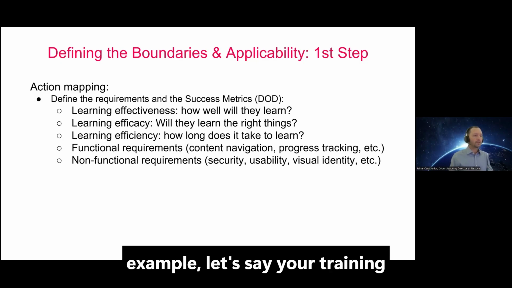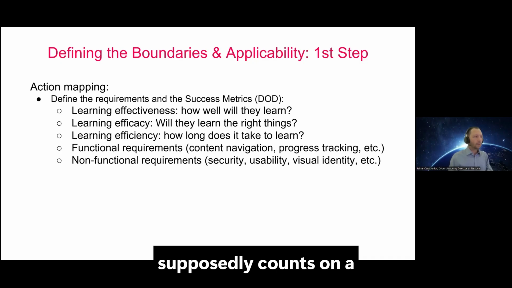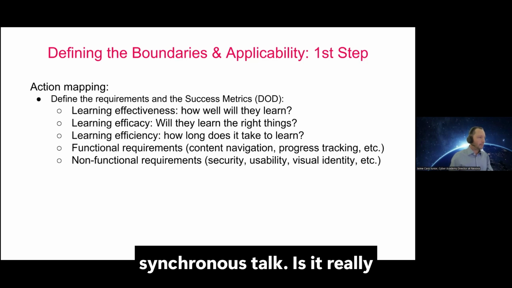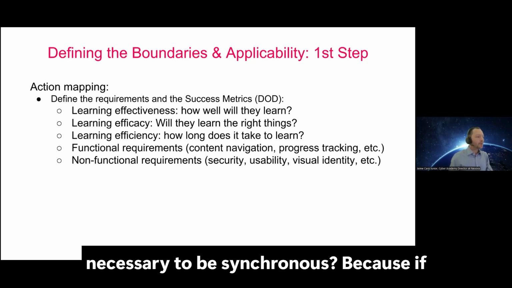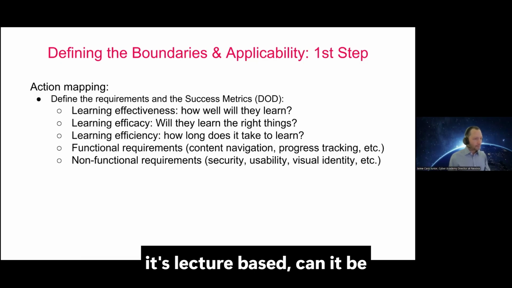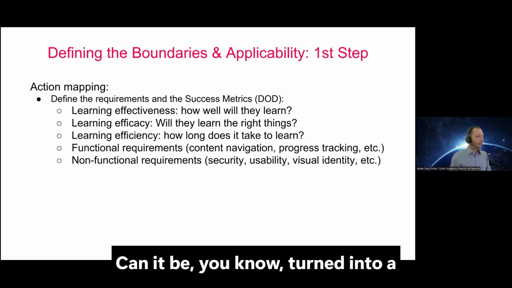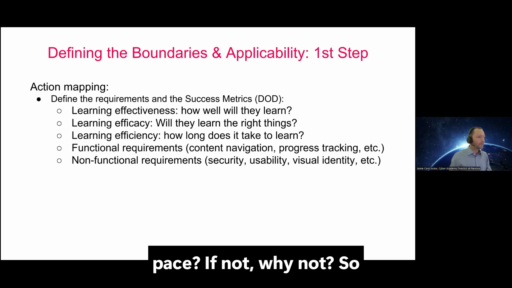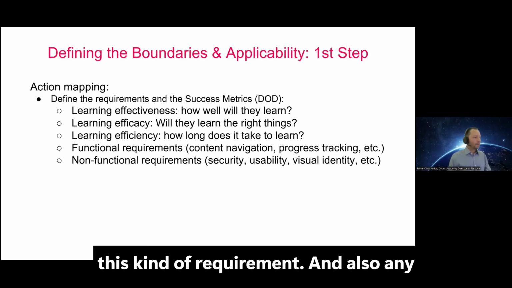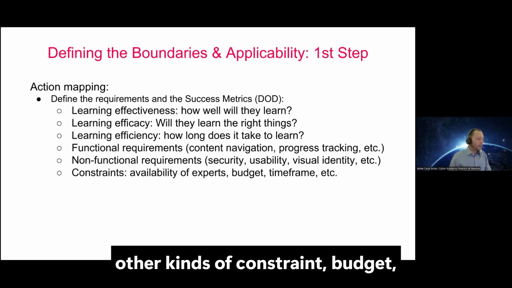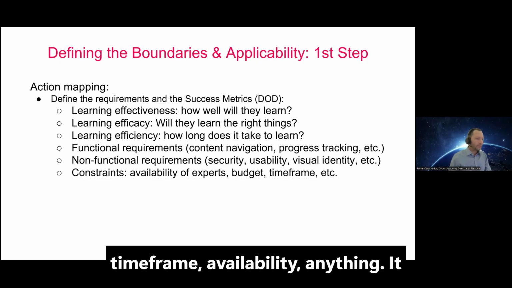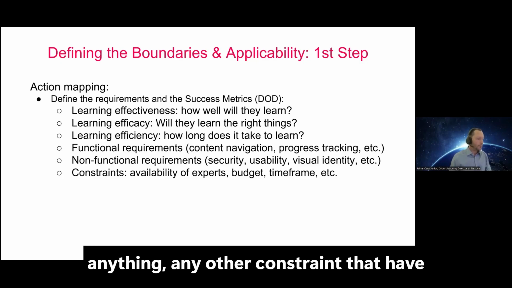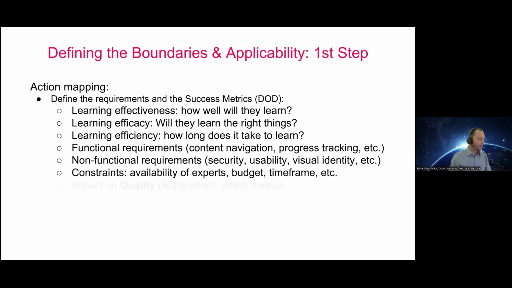For example, let's say your training supposedly counts on a synchronous delivery, like a synchronous talk. Is it really necessary to be synchronous? Because if it's lecture based, can it be scaled? Can it be turned into a course that people can take at their own pace? If not, why not? So this kind of requirement, and also any other kinds of constraint: budget, time frame, availability, even regulations, any other constraint you have to take into account when scoping.